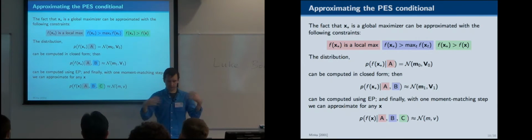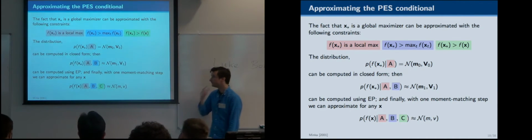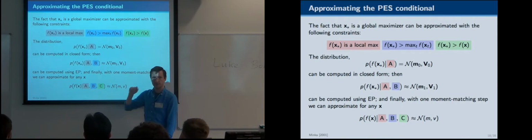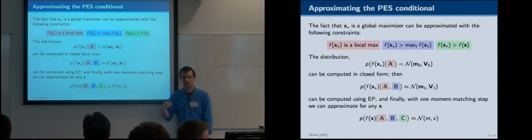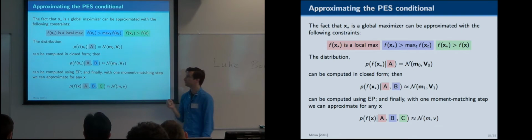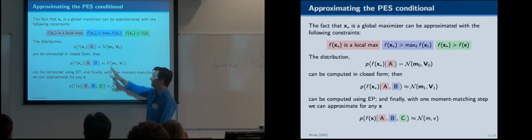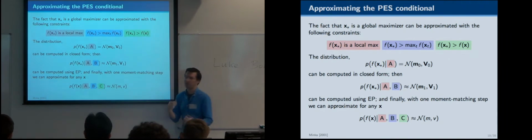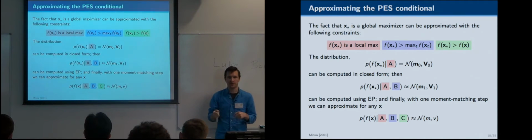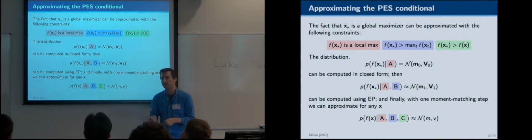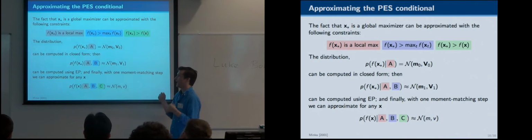OK, so how do I approximate this with a Gaussian? Well, that's a good question. I have to make a number of assumptions about what it means for x star to be a maximum, so this is going to be approximate. First, and I will go into these little boxes in more detail in the next few slides, I have to assume that f of x star is a local maximizer. This essentially involves some assumptions on the gradients and the second derivatives of the function at x star.